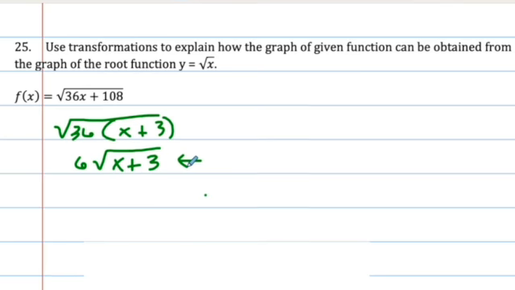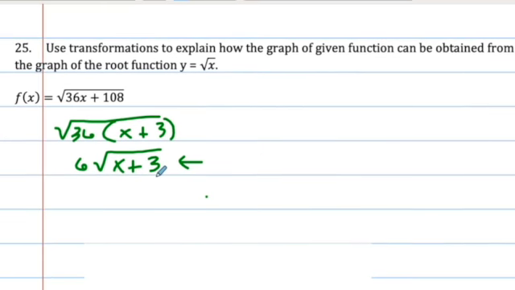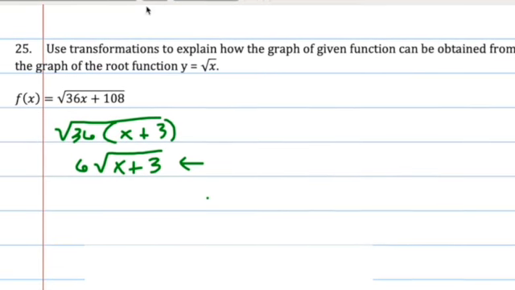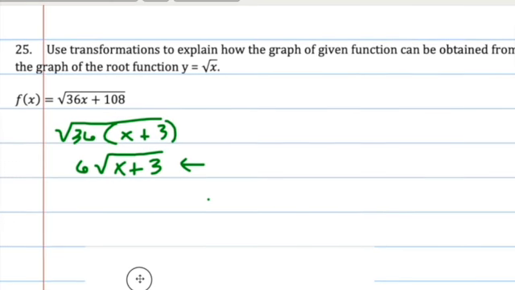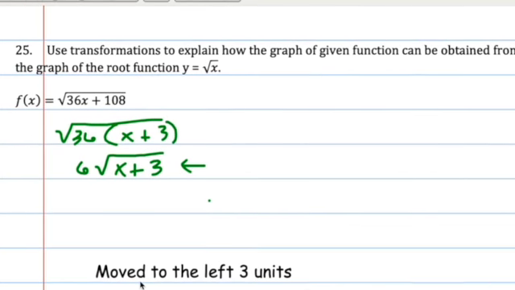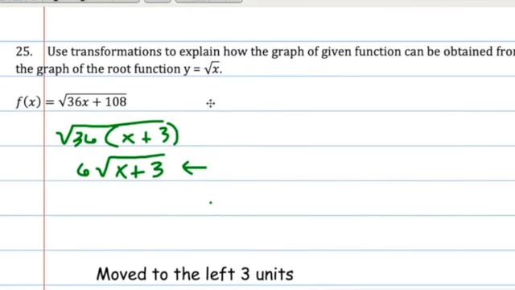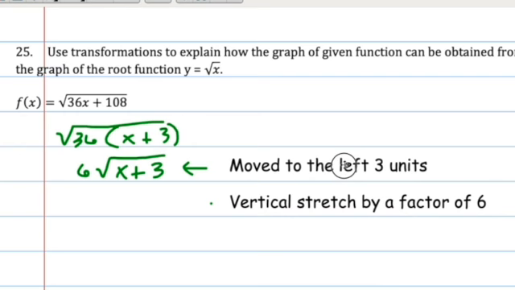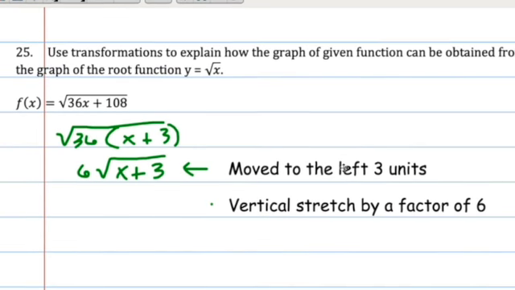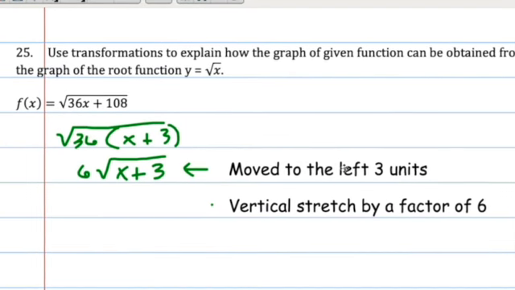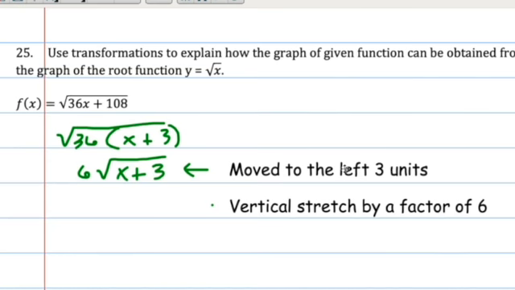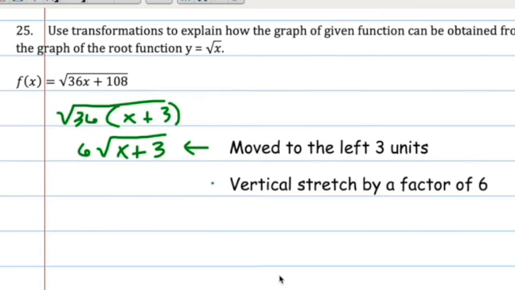So what happens? We appear to have moved to the left 3 units and did a vertical stretch by a factor of 6. So we moved to the left 3 units and did a vertical stretch by a factor of 6. That is what we did, and they often appear as pull down menus, sometimes fill in the blanks, still pull downs though, so know that plus means left and minus means right.